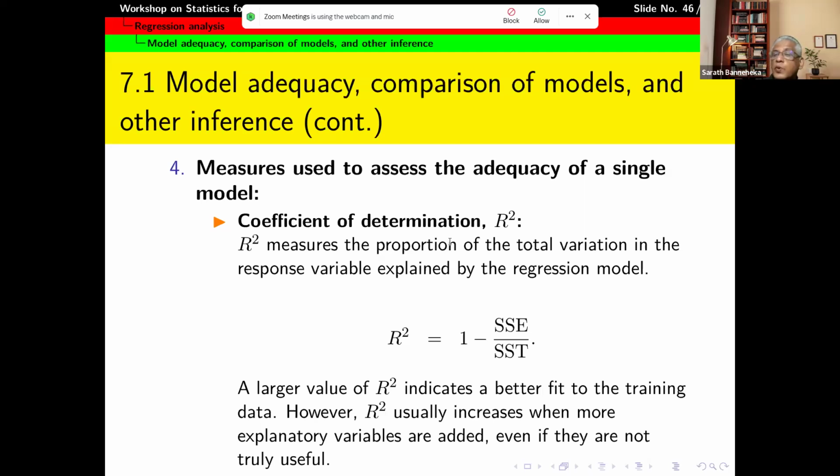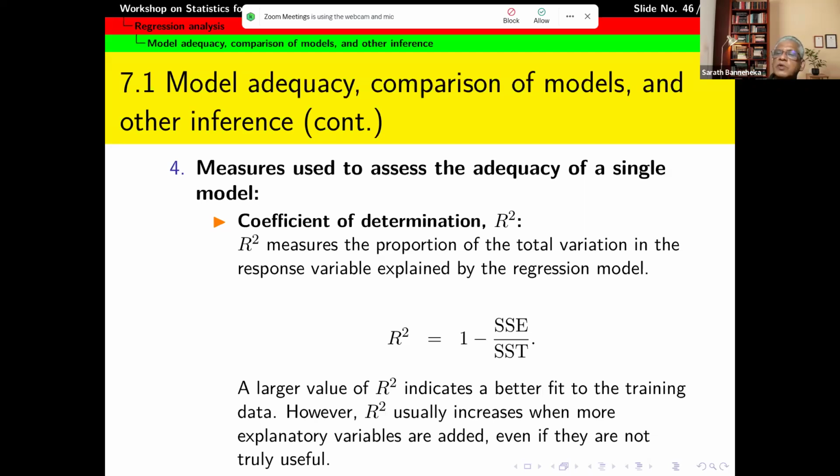Actually, it measures the proportion of the total variation. So at the beginning, there was 100 variation. Now, say, for example, the model is able to explain 30% of that variation. So only 30% of the variation, right? Then R square will be 0.3, the proportion, right?